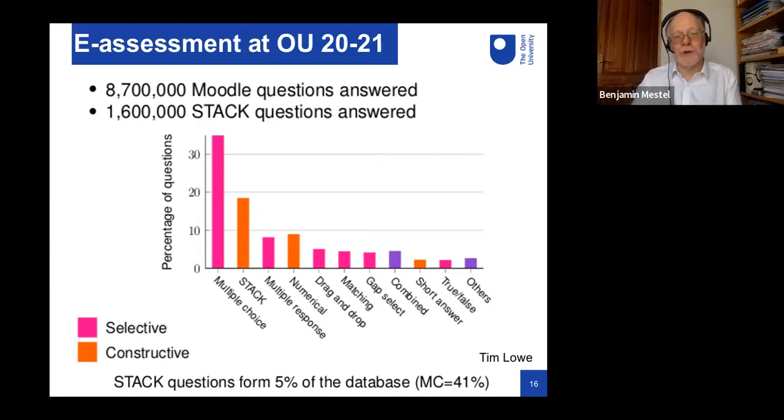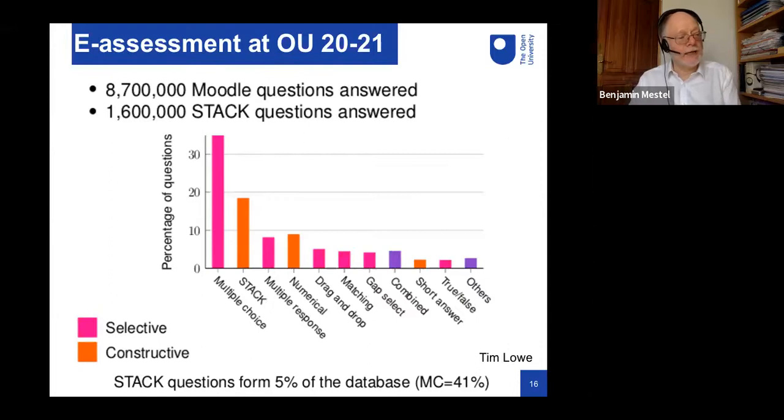They weren't all using the real capabilities of Stack, but nevertheless, there's a significant number of students who are answering questions using one of these e-assessment systems. Of course, you can see here in this diagram that most of the questions were multiple choice, just as the Open University had been using ever since its formation, as I showed you on the first slide. But Stack, nevertheless, comes a good second, I think.